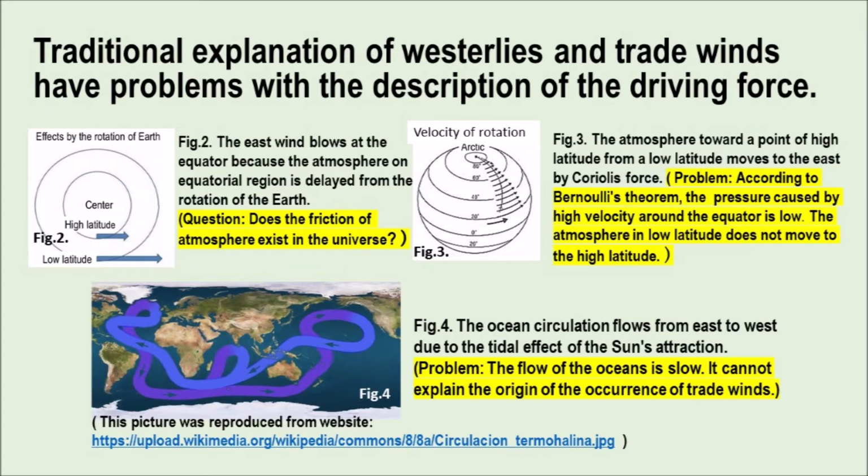The ocean's great circulation flows from east to west due to the tidal effect of the sun's attraction. A problem is, the flow of the ocean is slow. It cannot explain the origin of the occurrence of trade winds.